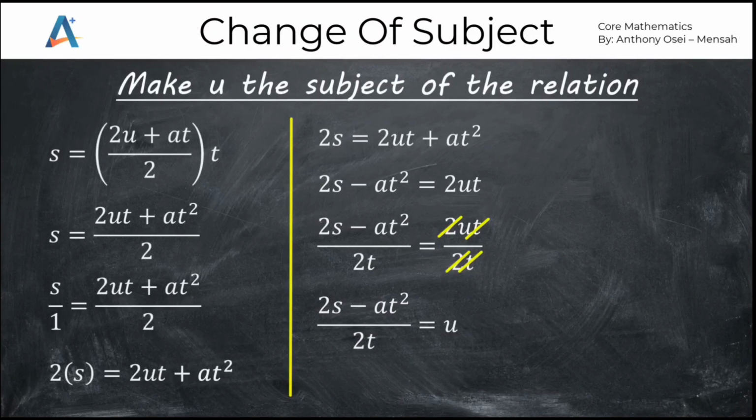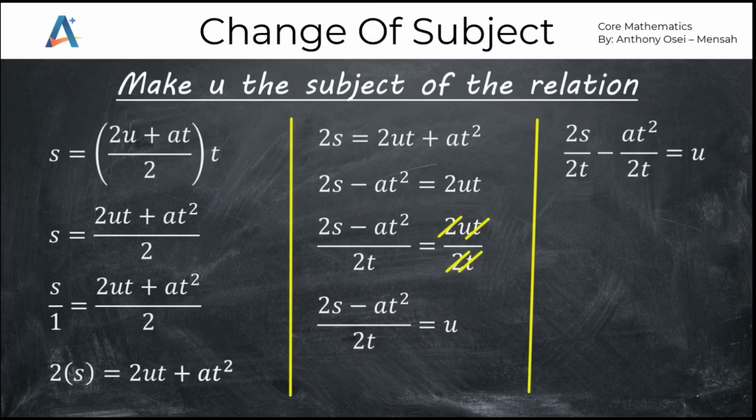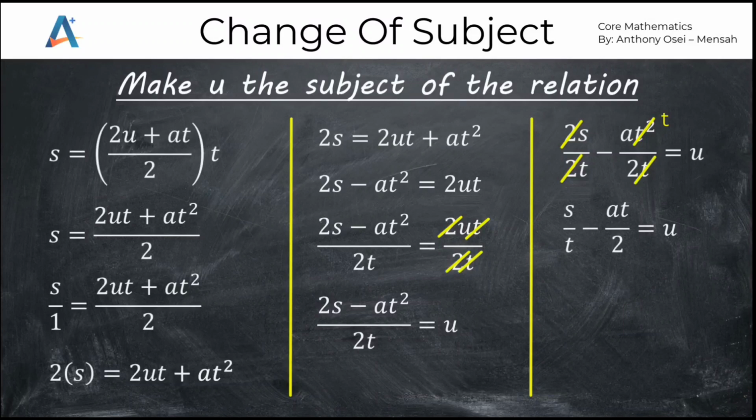If you want to simplify as usual, you can do that by separating the top terms and having their denominators right beneath them. This is what I mean. 2s with the denominator 2t, then your minus sign, at squared with the denominator 2t, still equal to u. Then 2 can cancel 2, nothing will cancel again, so we'll move to the next term. t will cancel itself, and t will cancel this t. So we have s on t minus at on 2 is equal to u.